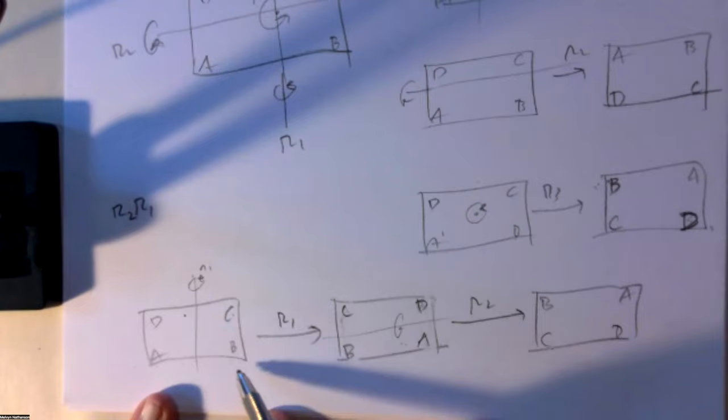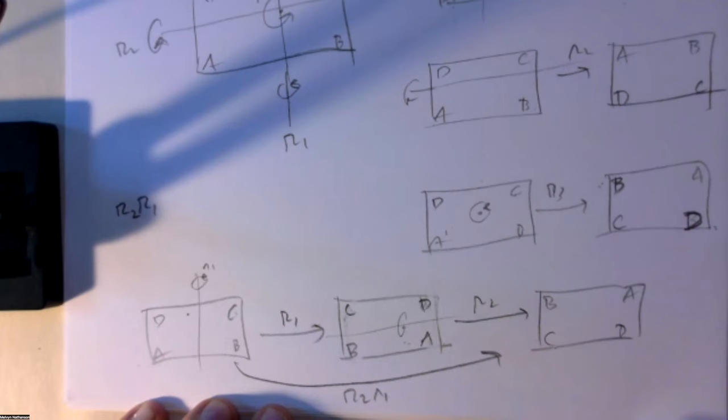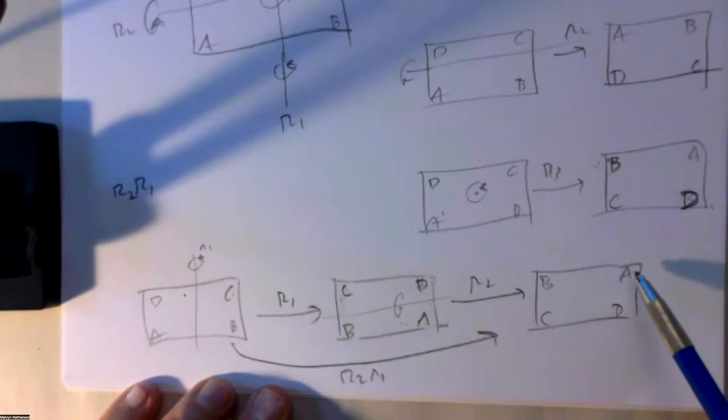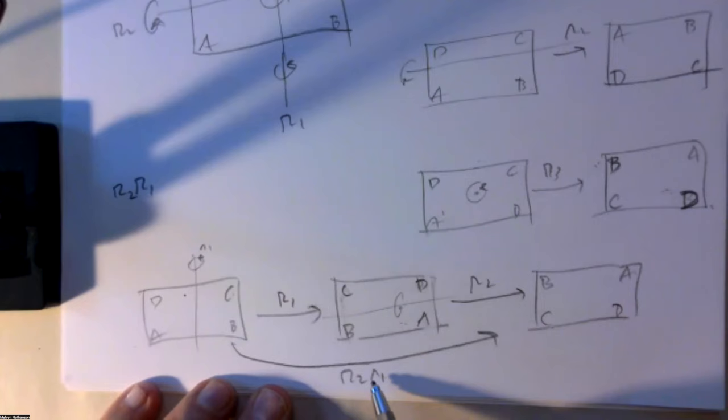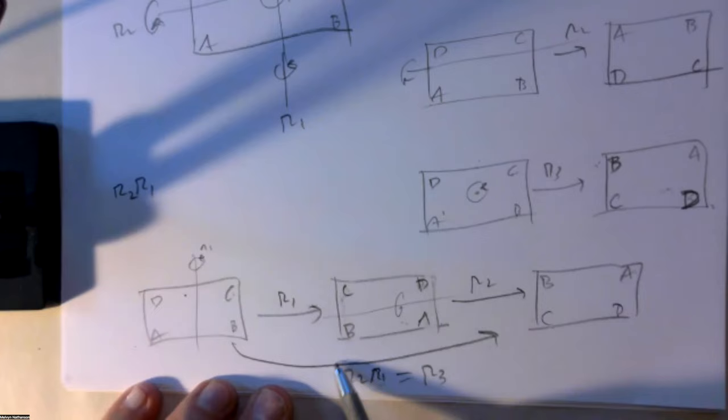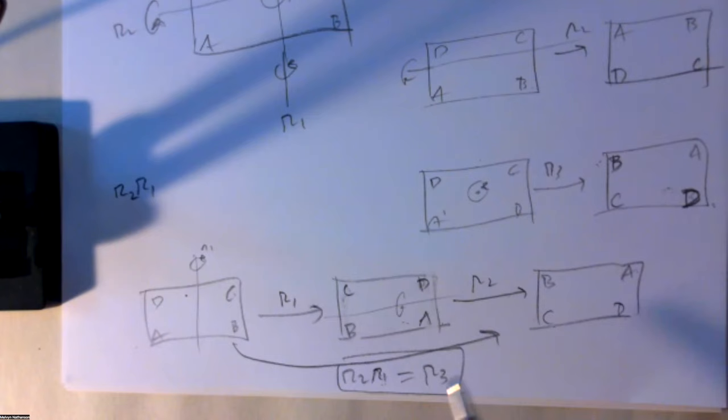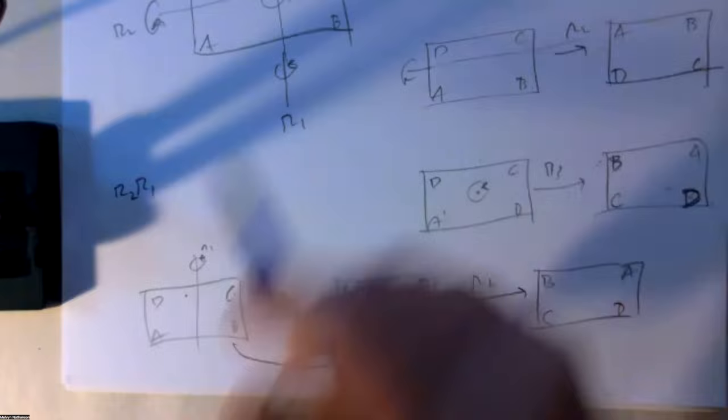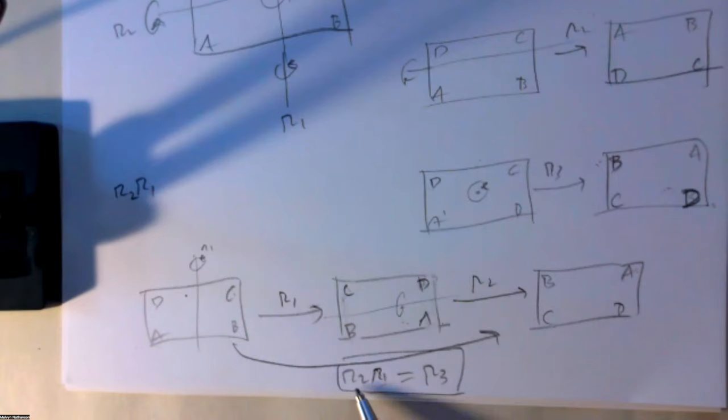So this is the composite, R2, R1. And you look and you see, where did the corners A, B, C, D end up? Here's A, here's C, here's B, here's D. That's exactly this picture. So what this shows us is that the rotation R1 followed by, or I like to say multiplied by R2, is the rotation R3. When you apply one symmetry motion and then a second symmetry motion, you get a third symmetry motion, but there are only four symmetries. So it has to be one of these: the identity, R1, R2, and R3. So this says that R2, R1 is equal to R3.